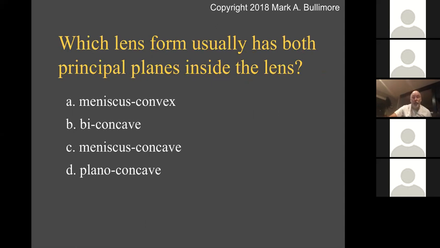All right, which lens form usually has both principal planes inside the lens? Okay, this is an easy one.